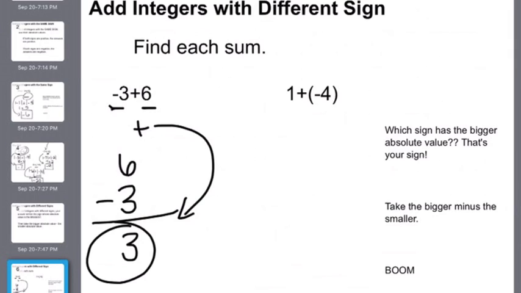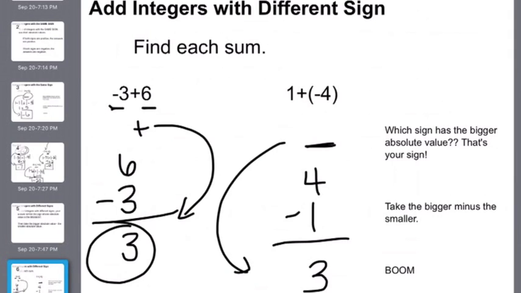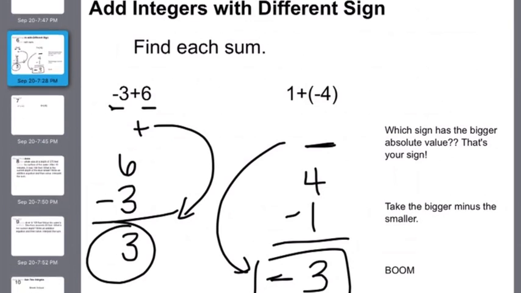Over here, 1 plus -4. The absolute value of -4 is bigger than the absolute value of 1, so our answer is going to be a negative. We take our bigger absolute value of 4 minus our smaller absolute value of 1. 4 minus 1 is 3, bring down our symbol, and so our answer there is -3.